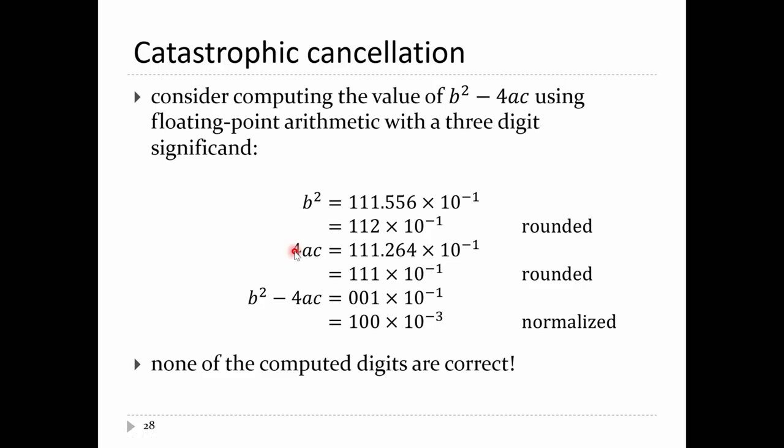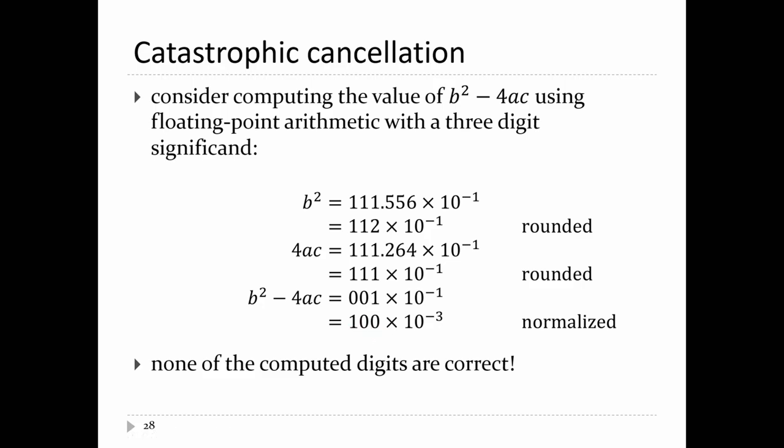The same thing is true for the 4AC, right? Its exact answer is 111.264. The absolute closest that I can get in our floating point format is 111 times 10 to the minus 1, right? So that's the best case scenario for b squared. That's the best case scenario for 4AC. Now subtract them, and you get 1 times 10 to the minus 1, which is 100 times 10 to the minus 3, right?